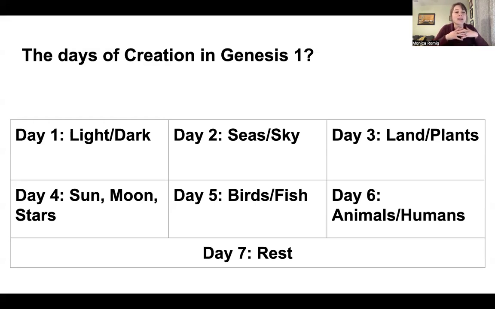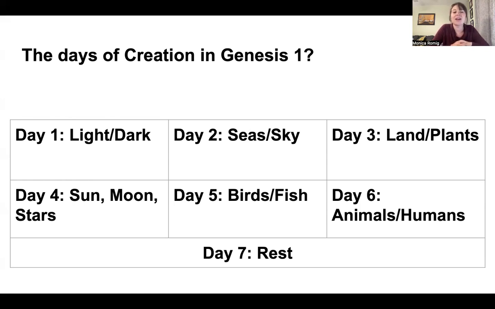So you can see day one talks about God creating light and dark. Day two talks about God creating seas and the sky, or the waters above the firmament or above the vault, and the waters beneath the vault. Day three, there's land that comes forth and plants that are growing on the land. On day four, God creates the sun and the moon and the stars, and he gives them a job, he says, to govern the times and the seasons.